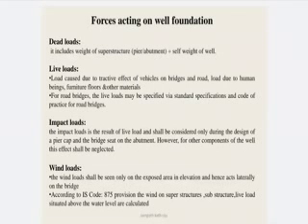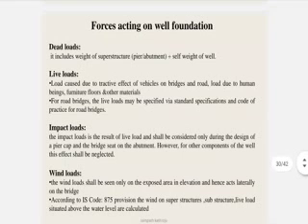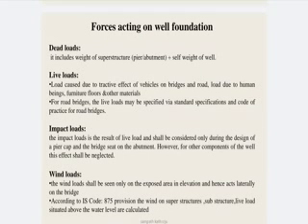Now the third one is the impact load. As we know, if there is a bridge, if there is a road, there will be continuous movement of vehicles. Because of continuously moving vehicles and wagons, there will always be production of impact load. The impact load is a result of live load and shall be considered only during the design of the pier cap and the bridge seat on the abutment. So the abutment is nothing but the bottom-most pier part having the largest dimension. Pier cap and the bridge seat on the abutment should be considered for impact load.